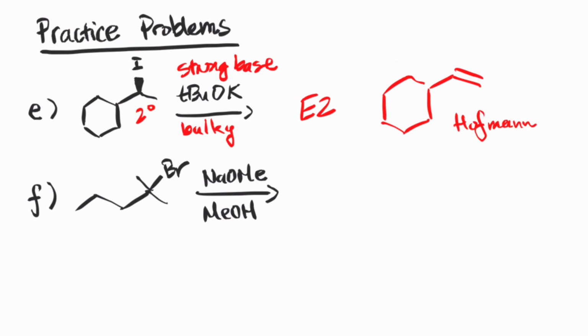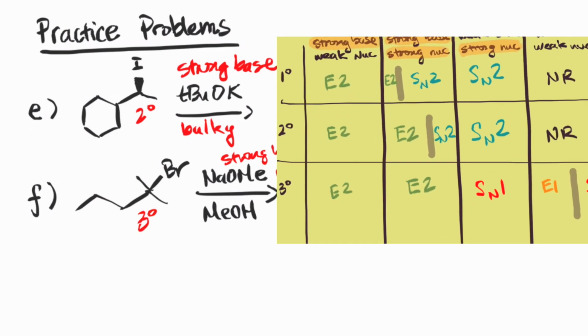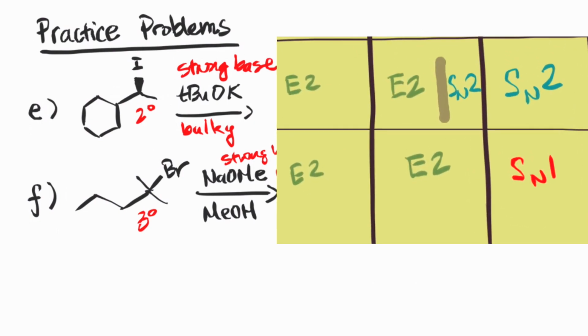What about F here? All right, so our reagent is sodium methoxide and methanol. Methanol seems to be just your solvent here, so the focus is on that methoxide. That methoxide is a strong base, but also a strong nucleophile. So we again will have a competition between substitution and elimination. But here we see it's going to be a tertiary alkyl halide, so substitution will not work. So it will be E2 as a major pathway.